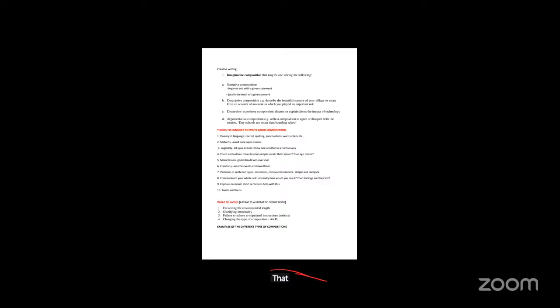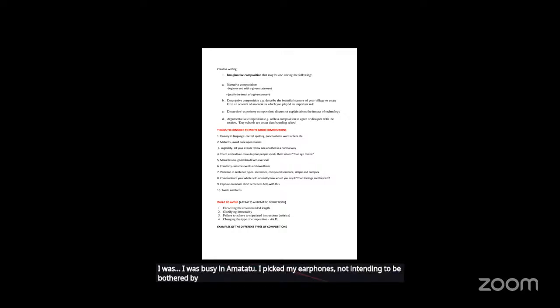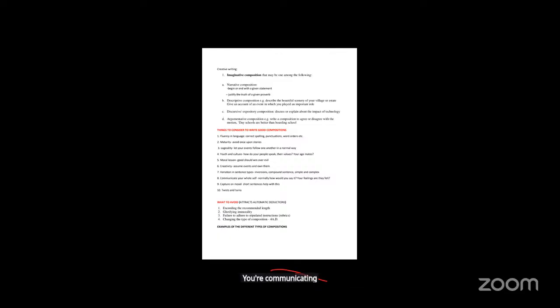That is it. The way a person of your age, your youthfulness will just come. Even though someone would say, I was busy in a matatu. I picked my earphones, not intending to be bothered by anyone. I started listening to maybe the latest song, maybe if I could make reference to it. That one already tells me you're communicating your youth. Your age will just come out somehow.